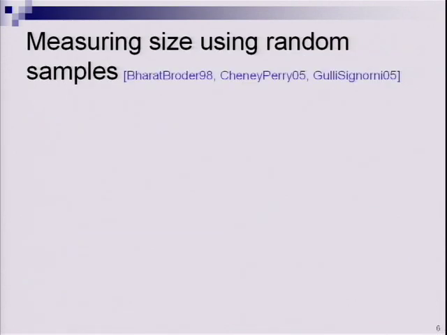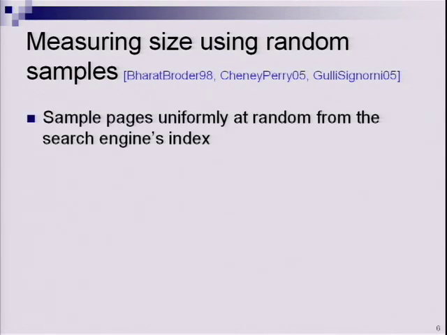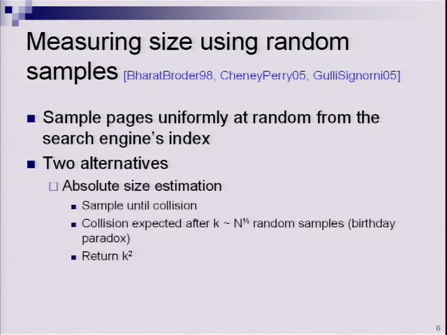The question of measuring size of search engines from the outside was studied quite a bit from 1998. One method to do that is similar to what we are doing here, which is to sample pages uniformly at random from the search engine's index. How do you use such samples to estimate size? And there are two possible ways to do that.